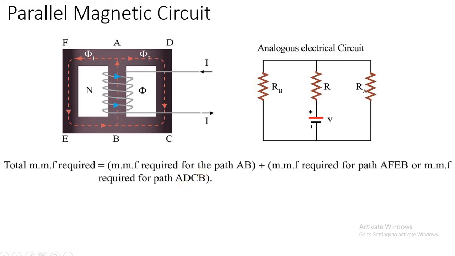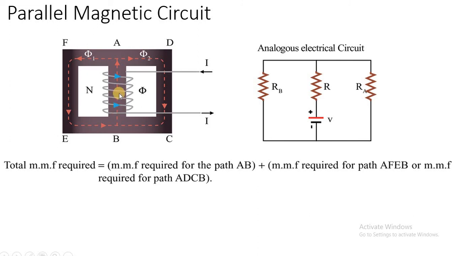Now the total MMF of this particular circuit is what? The coil turns, that is N, and the total current I which is flowing through the coil. So Ni is my total MMF of this particular circuit.